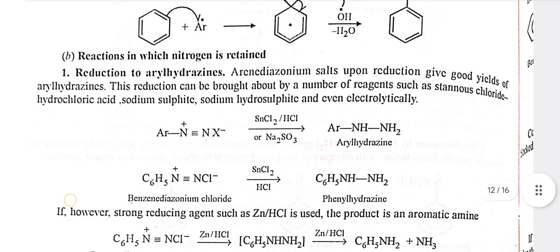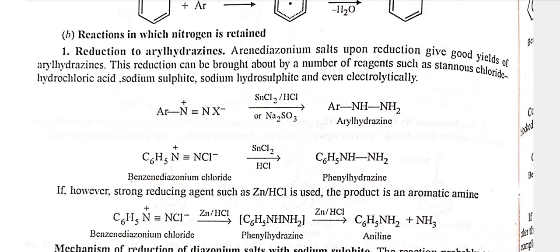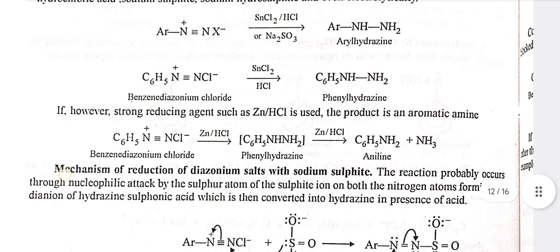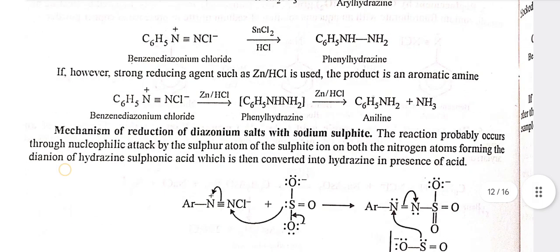Reactions in which nitrogen is retained. Reduction to aryl hydrazines. Arene diazonium salts upon reduction give good yields of aryl hydrazines. This reduction can be brought about by a number of reagents such as stannous chloride with hydrochloric acid, sodium sulfite, sodium hydrosulfide, and even electrolytically. ArN2+ X-, with SnCl2/HCl or Na2SO3, gives ArNHNH2. C6H5N2+ Cl-, with SnCl2/HCl, gives C6H5NHNH2.